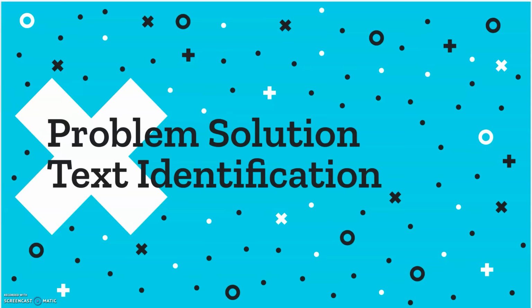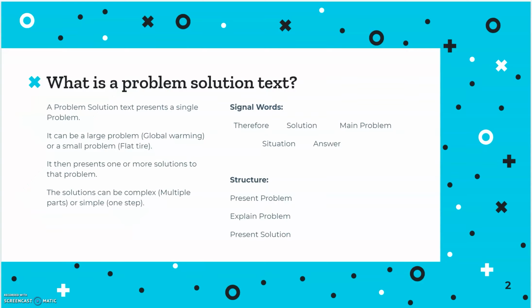So what is a problem and solution text? Well, first of all, a problem solution text will present a single problem throughout the entire paper, article, or text. It can be a large problem, such as global warming, or a small problem, like a flat tire. It also presents one or more solutions to that problem. And the solutions themselves can also be complex, with multiple parts, steps, or ways to reach that solution, or simple, like one step, right?